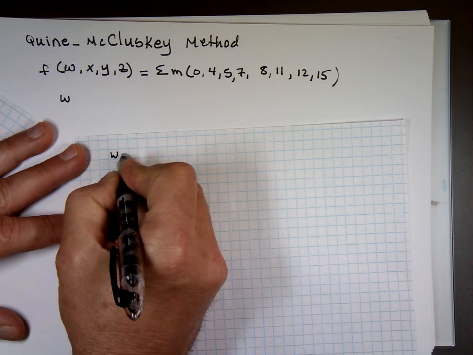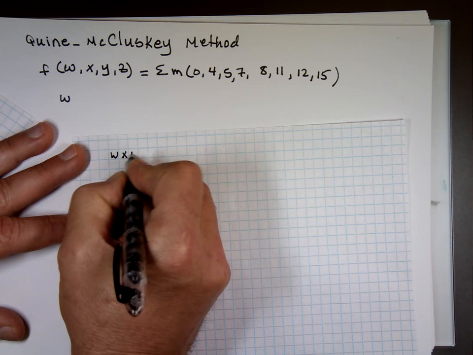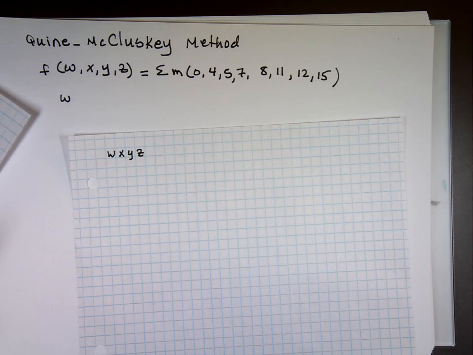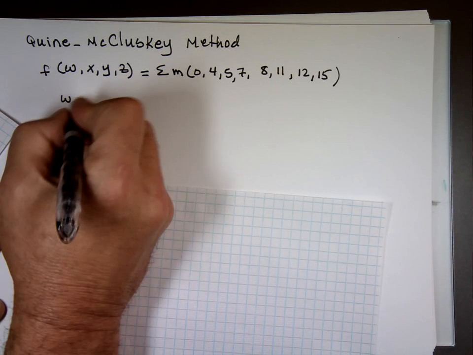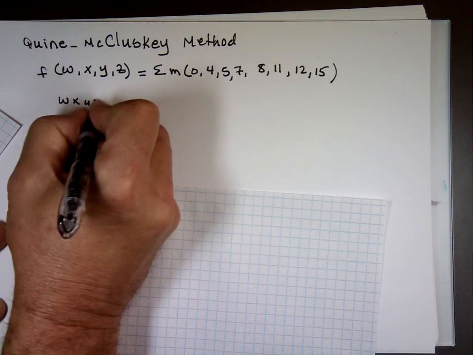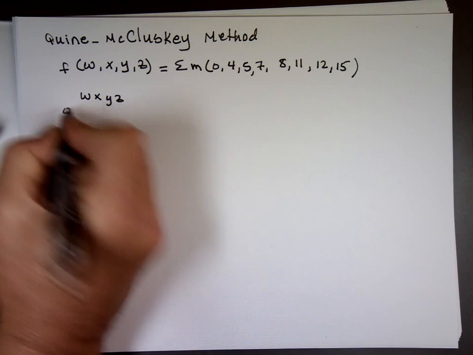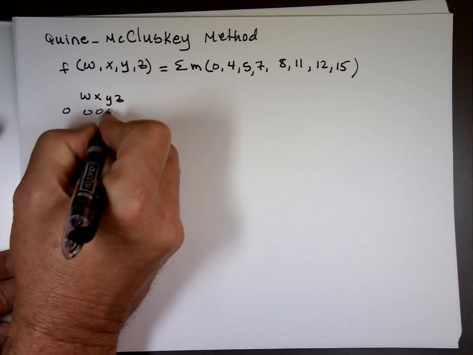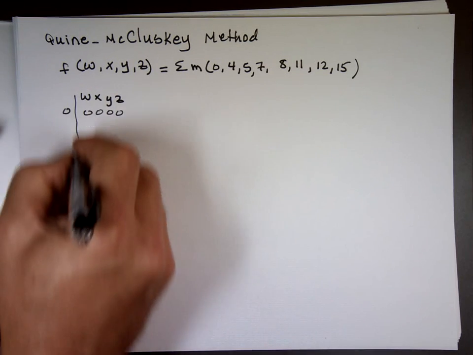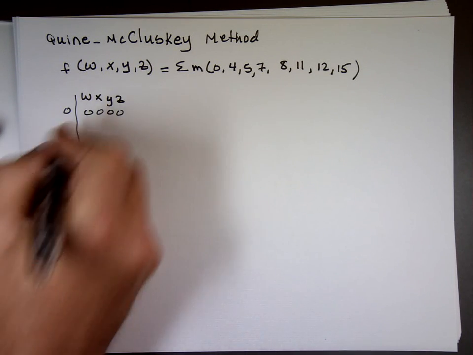I'm going to label this W, X, Y, and Z. Well, before I do that, let's look at it. W, X, Y, and Z. I'll look at it right here first. Let's look at the 0. The code for the 0 will be what? 0, 0, 0, 0, right? That's the address for 0.